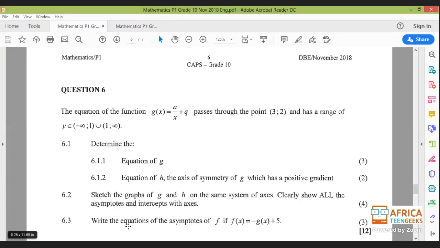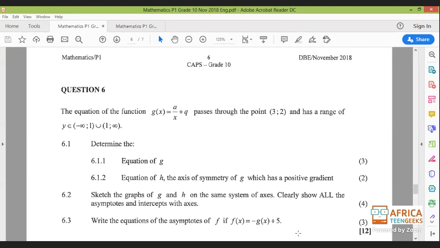Now, 6.3 says write the equation of the asymptotes of f if f of x is equal to negative g of x plus 5. So they are saying we must write the equation of the asymptotes. So we must do the new graph. The new graph will be f of x. So we must take the equation of g of x, but we must put a minus g of x, and we must add a 5. Remember there was plus 1. We also need to say plus 5. Remember it was 3 over x. So we need to say negative 3 over x plus 1 plus 5.